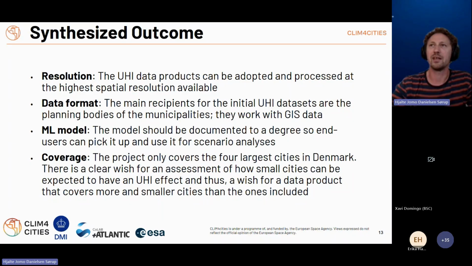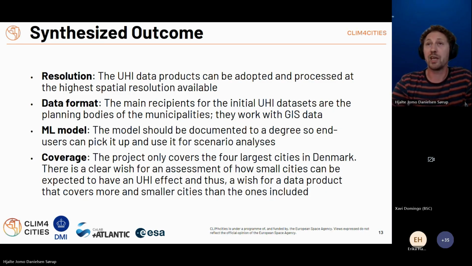So we have an idea that's very much on the regional planners. They want to say, okay, we support all the smaller municipalities as well, and we can help them figure out if this is something they should actually take into account. This is as such beyond the CLIM4cities project. Although, depending on how these products turn out, there are smaller cities around some of the larger cities that can probably help us answer some of these questions, but we can't promise that because it was not the purpose of the project.